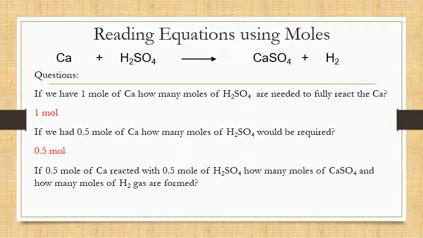And finally, if 0.5 moles of calcium reacted with 0.5 moles of sulfuric acid, how many moles of calcium sulfate and how many moles of hydrogen gas would be formed? And you should have got the same answer, 0.5 moles of each.